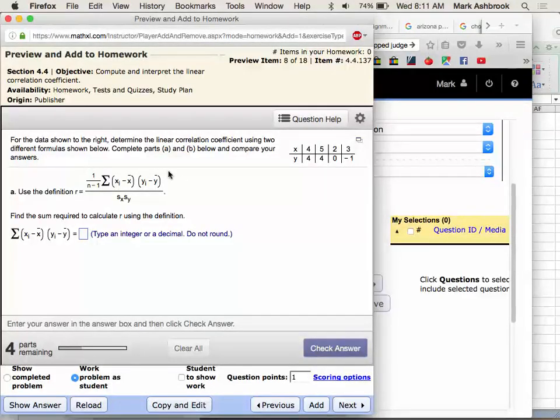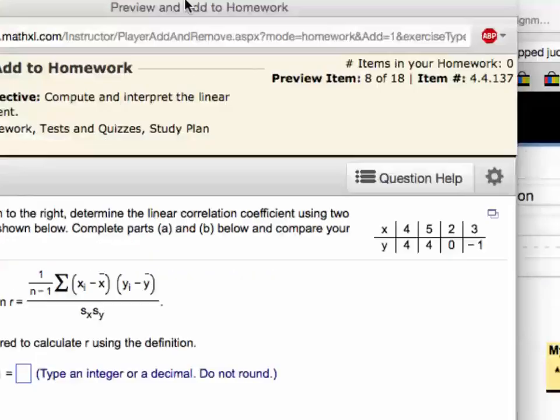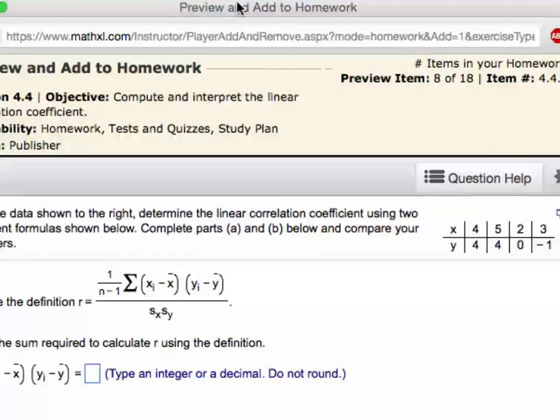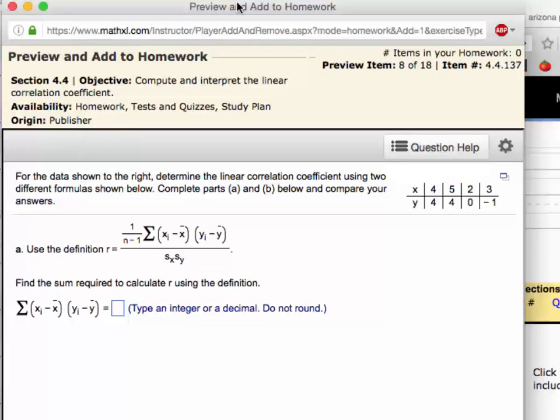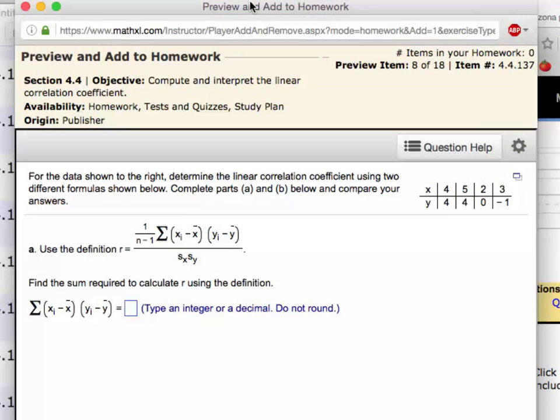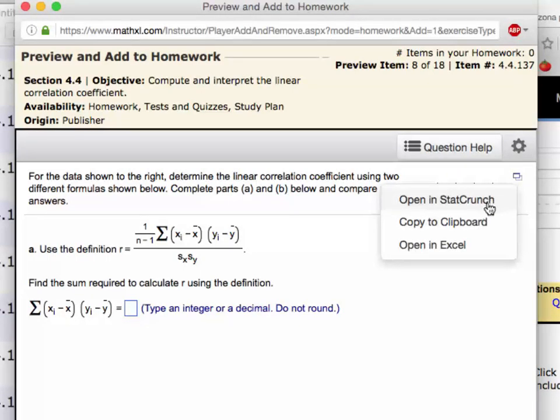So we got some data over here. For the data shown to the right, determine the linear correlation coefficient using two different answers from the formulas below. So we don't need to do that. We're just going to use StatCrunch to do it. And I'm going to show you how you get this value R from StatCrunch. It was always there. We just didn't pay attention to it. So if I click on this, open in StatCrunch.